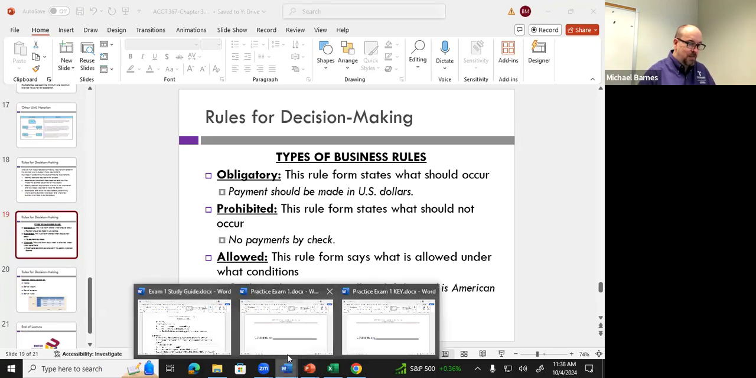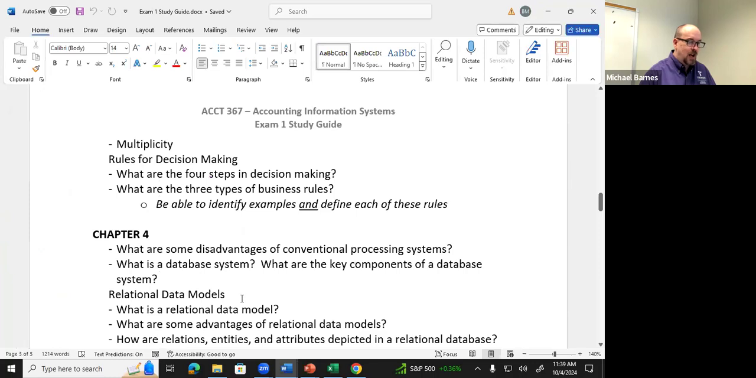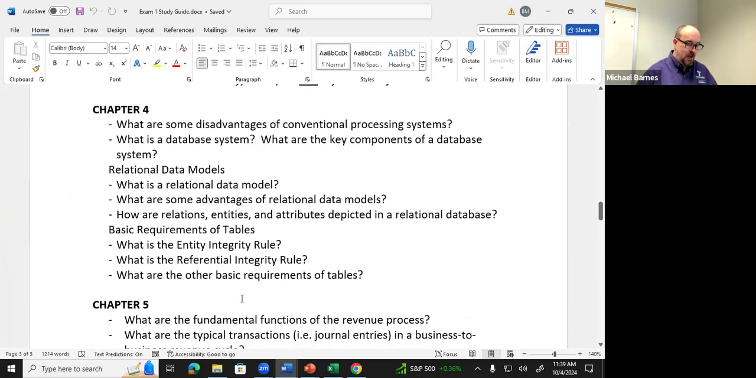Moving on to chapter 4. Chapter 4 was kind of an afterthought because it was just a representation of stuff we'd already talked about, but that was relational databases. Some of the things that are really important with respect to relational databases is this question right here. How are relations, entities, and attributes depicted in a relational database? That answer aligns with tables, rows, and columns. A relation is a table, an entity is a row, and a column is an attribute.